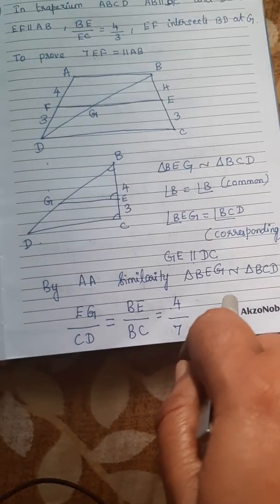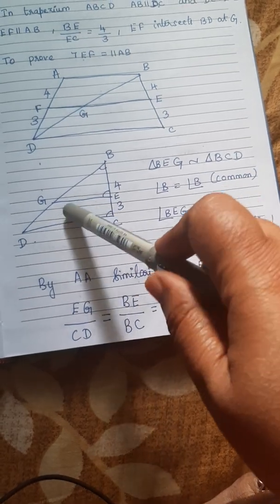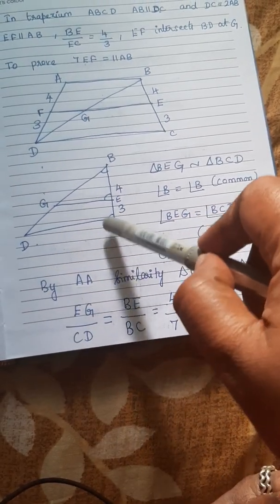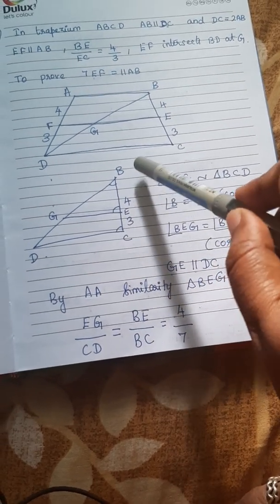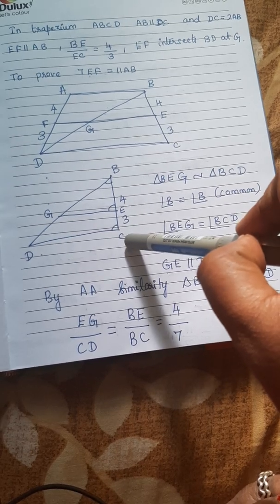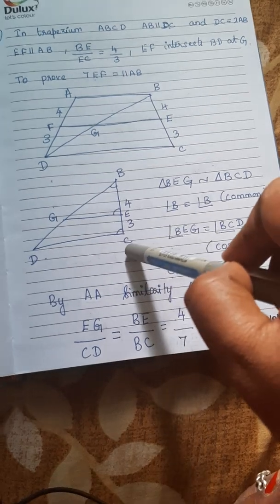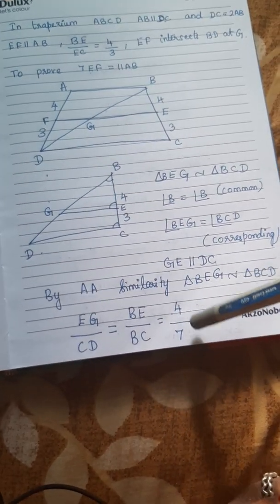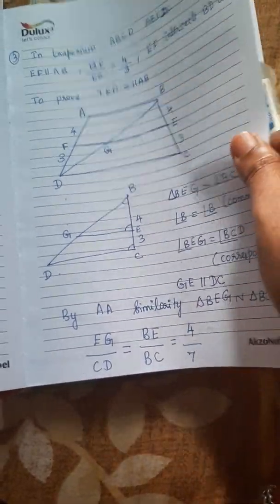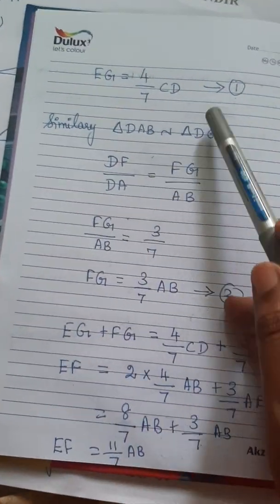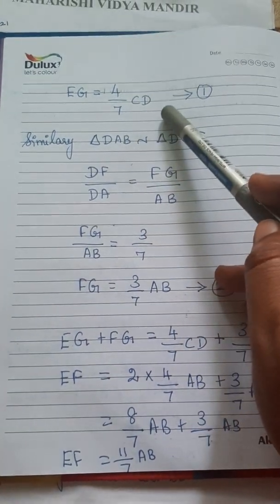So what happens here is, since they are similar, I am just going to write the sides in proportion. So this EG by CD is equal to BE by BC, but I know that BE by EC is equal to 4/3. So what will happen to BE by BC? BC is the whole thing, so the ratio will be 4/7. So that is the ratio. So I can write EG is equal to 4/7 times CD.